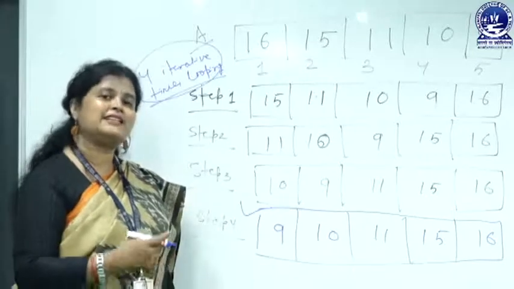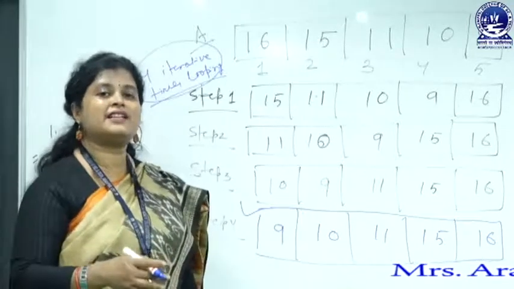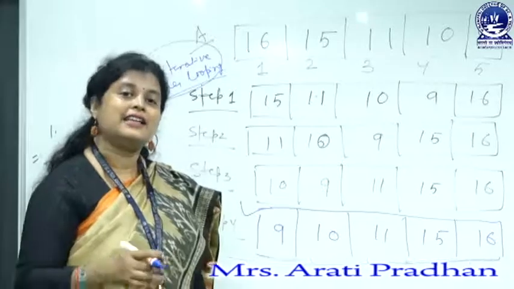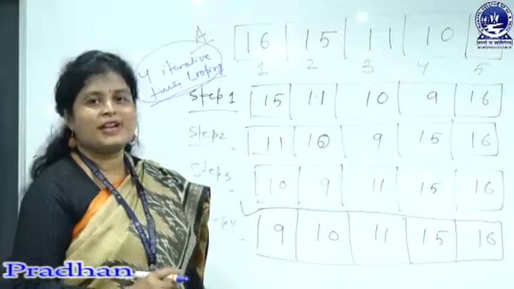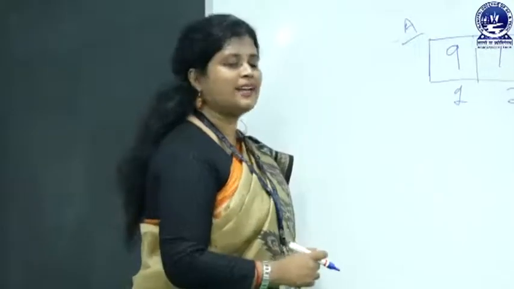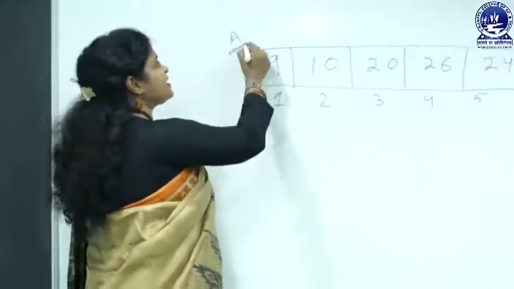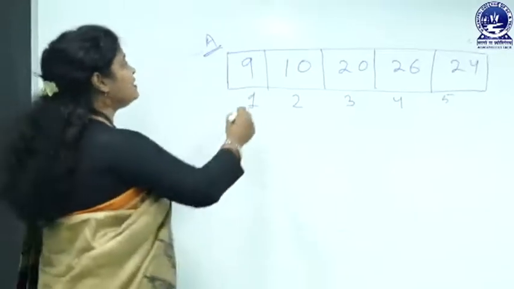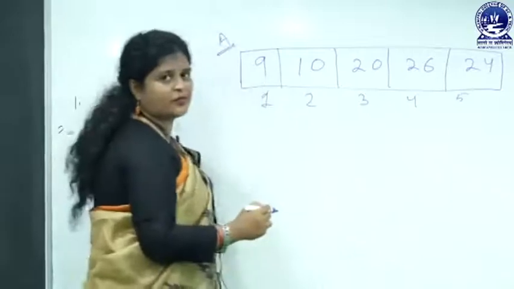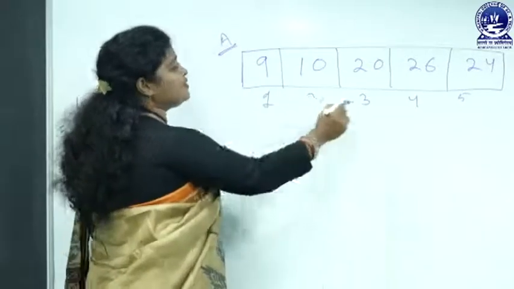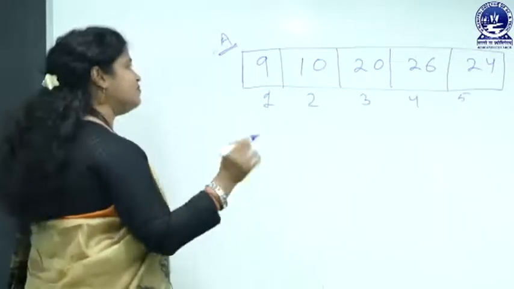I am taking another example in which the elements are nearly sorted. In that case, how many iterations will it take for sorting? We will explain it. Here I have used another example. The list name is A here, and the elements are 9, 10, 20, 26 and 24, and the indexes are 1, 2, 3, 4, 5. Okay, just like the previous one.